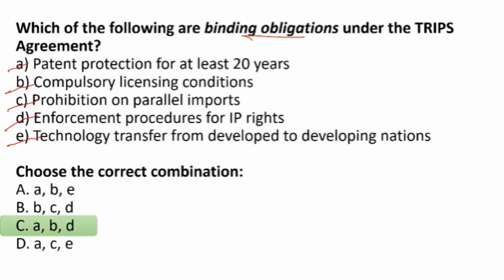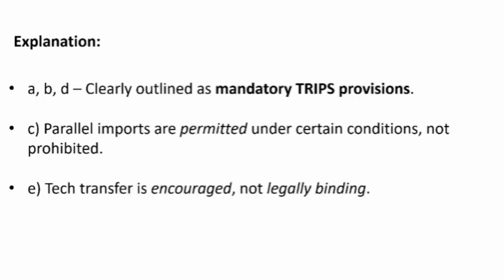All right, so the right answer is option C. That means A, B and D only. ABD clearly outlines the mandatory TRIPS provisions. The C option, which is saying prohibition on parallel imports, is actually permitted. It is actually promoted. Correct. It is not prohibited. The option in the question is asking about the prohibition, but that is not correct. It is permitted, not prohibited.